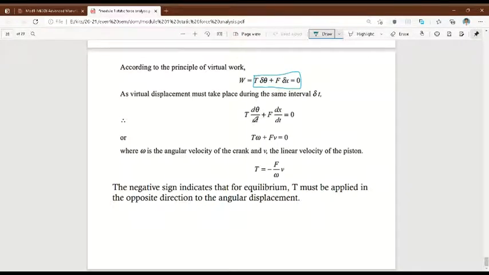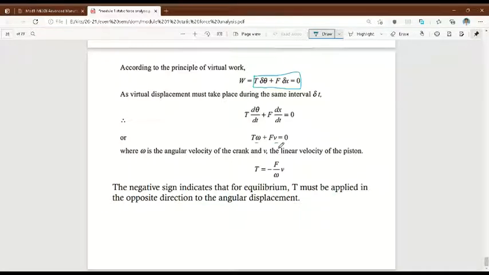So d theta by dt means omega, the change in angular displacement per unit time. dx by dt means the change in linear displacement per small time, that is velocity. This is angular velocity, and this is linear velocity. So T omega plus F into velocity equals 0.